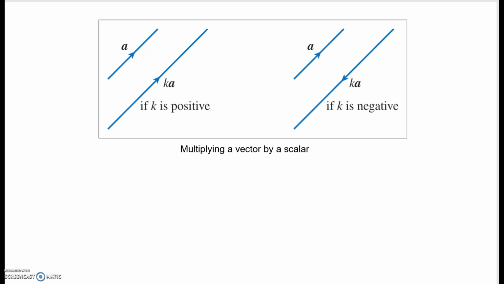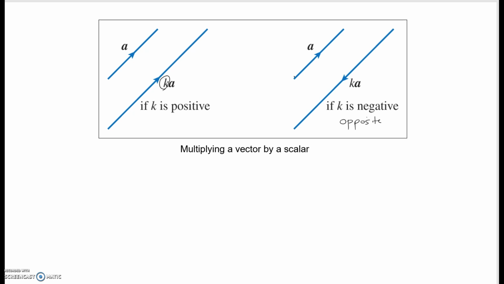Now, if K is just a positive number, we talk about it as being a positive scalar, then Ka is just a vector in the same direction as A, but K times as long. If K is a negative number, then it's going to be in the opposite direction and K times as long.